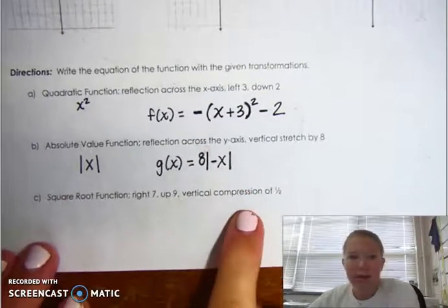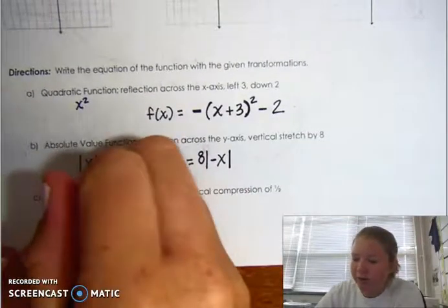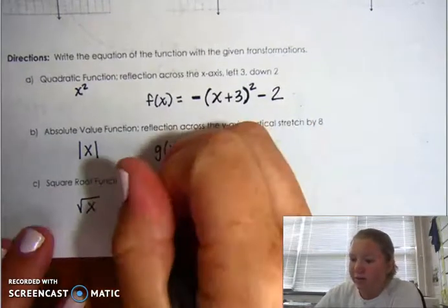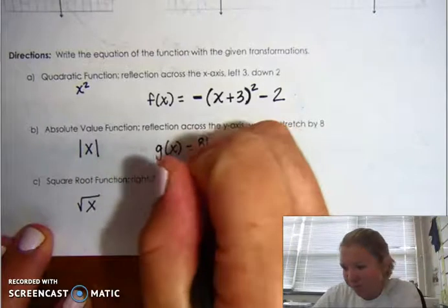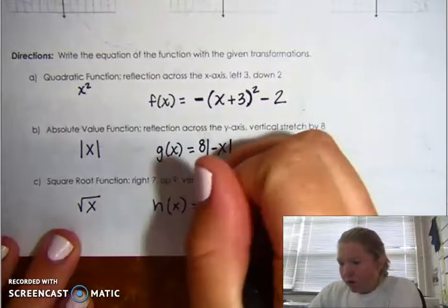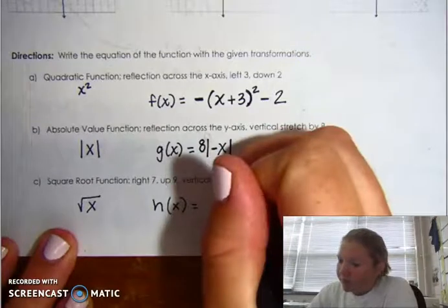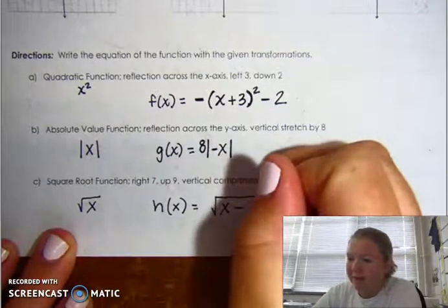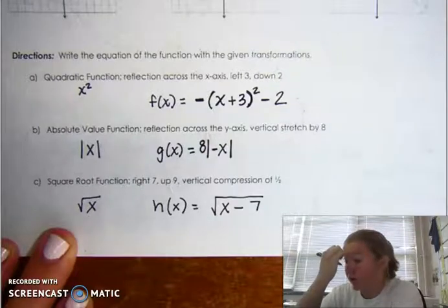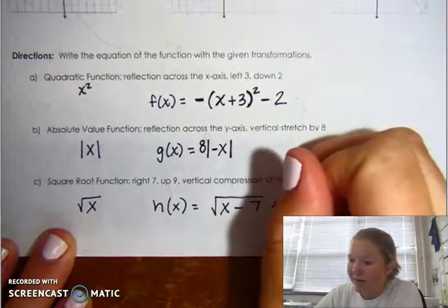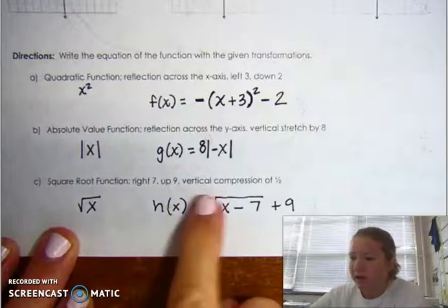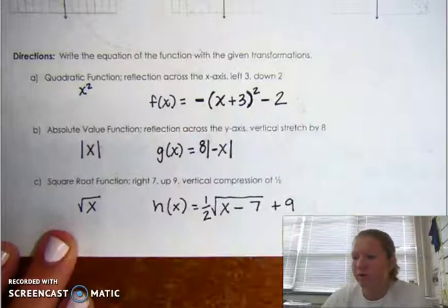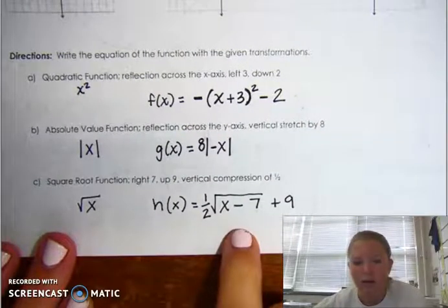And then last we have a square root function, so that would be square root of x. But we're going to do 3 things to this function. I'm going to name it h of x. So we're going to have the square root function. x would go inside. We're going to shift right 7, so that's going to be a minus 7 inside. We're shifting up 9, so a plus 9 outside of the operation. And then a vertical compression of 1/2, which will be in front of your function multiplied by the operation.